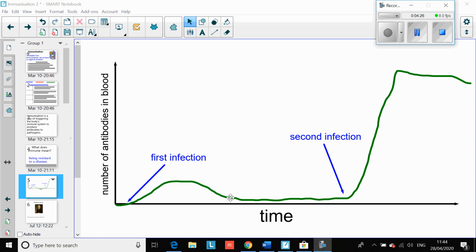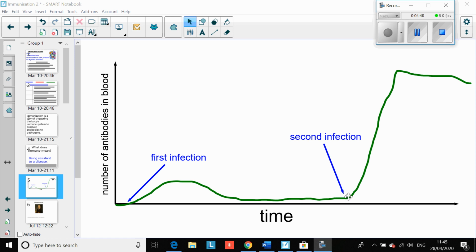But you'll notice it doesn't drop all the way down to zero. White blood cells that beat that infection stay in our blood along with the antibodies. So the number of antibodies are always in our blood, ready for a possible second infection. Now let's just say the same bacteria or virus comes along again.